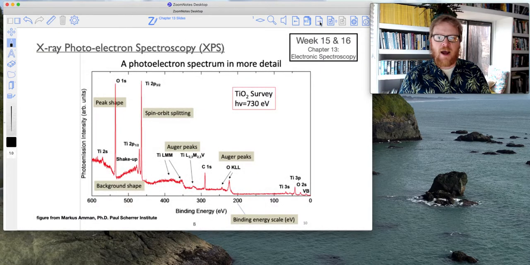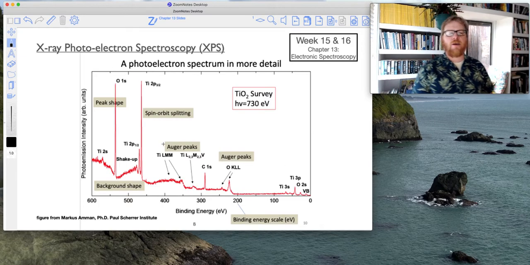I think I've just got a few more slides on this. I just wanted to do all of this XPS talk in one go. So here's another look at a full photoelectron spectrum in more detail. And let's dissect this, okay?